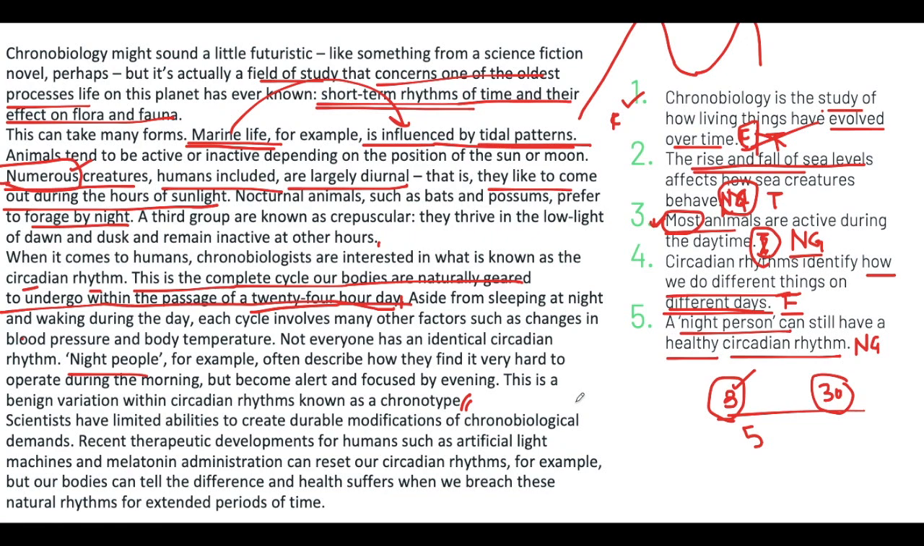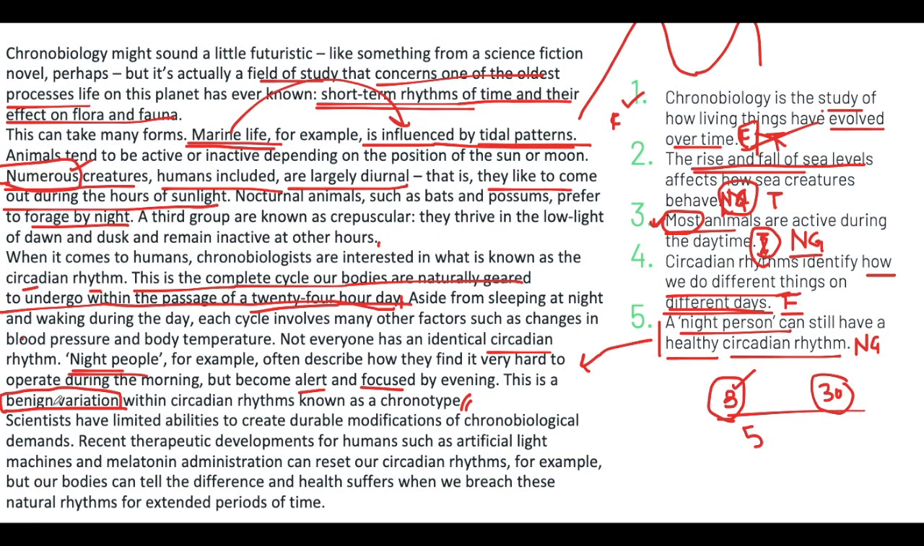So if you directly want to reach the answer, this statement is not mentioned directly in the passage. But if you pay attention, one part says that there is one kind of people who are active during the day and they have a circadian rhythm. But night people are the ones who cannot do things in the morning, but they become alert and focused in the evening. So this is a benign variation. Now, what is the meaning of the word benign variation? I have no clue.